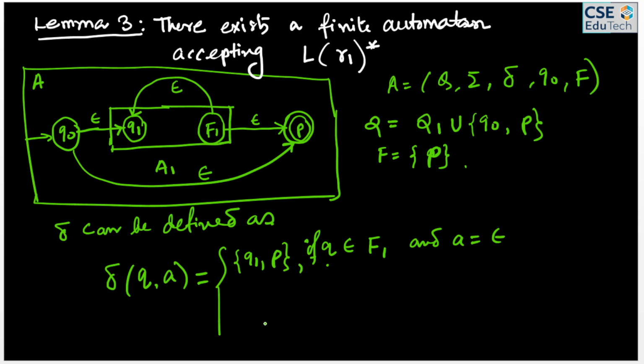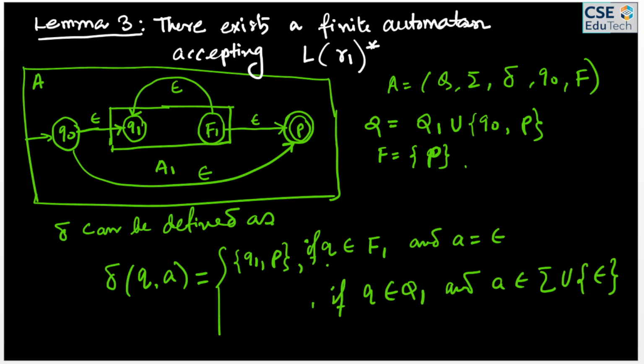Right? Now, what happens if Q belongs to the Q1 states and A belongs to any symbol from alphabet sigma union epsilon? In that scenario, it will be equivalent to the transition delta 1 of q comma a. So now we have defined this delta function in this way.